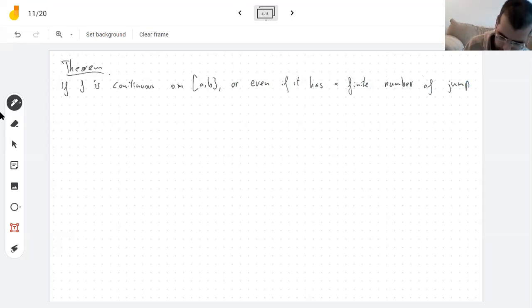Remember, jump discontinuities are the ones where you have limits on both sides, but they are different. Discontinuities.